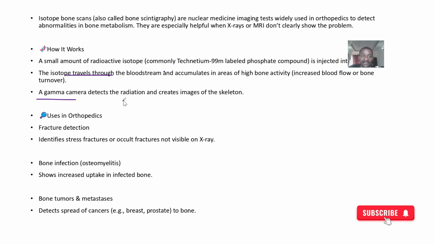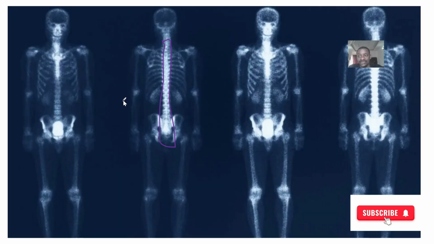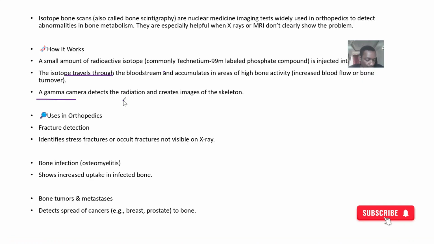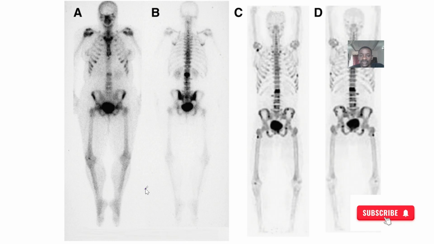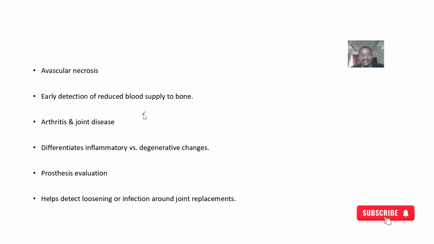A gamma camera will then detect the radiation and create an image of the skeleton, highlighting places of high bone turnover. It's used in orthopedics, and can be used in detecting fractures, bone infections, bone tumors, and cancers that are spreading to the bone. You can highlight it white or highlight it black. Do you understand? Highlight it darker.